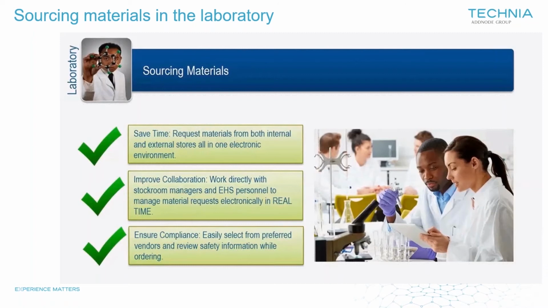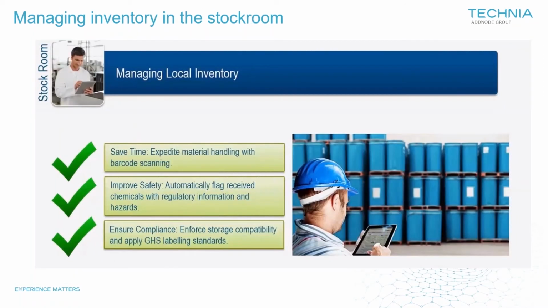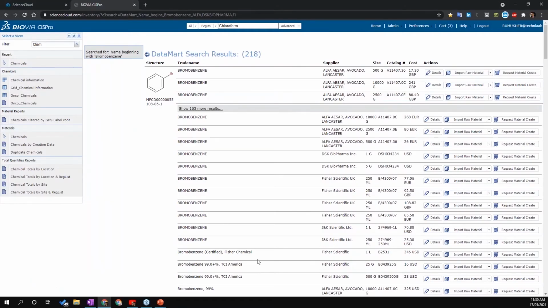So let's go on to the next section where we will have a look at how we can manage local inventory. So go back to the system. Here, as an inventory manager in the stockroom, we'll have to route requests, and based on those, we either create material or import it and receive it into the inventory.